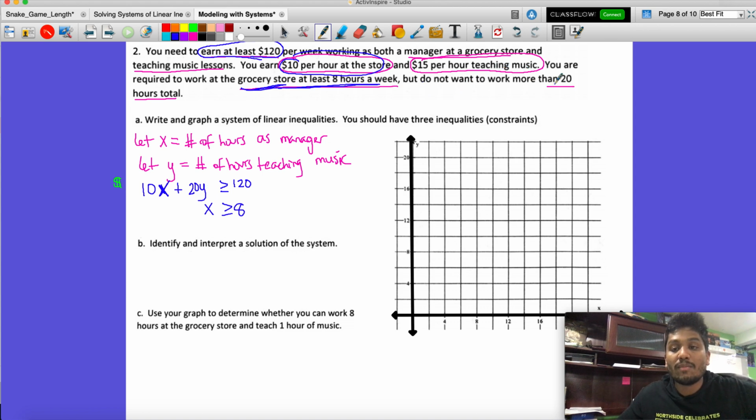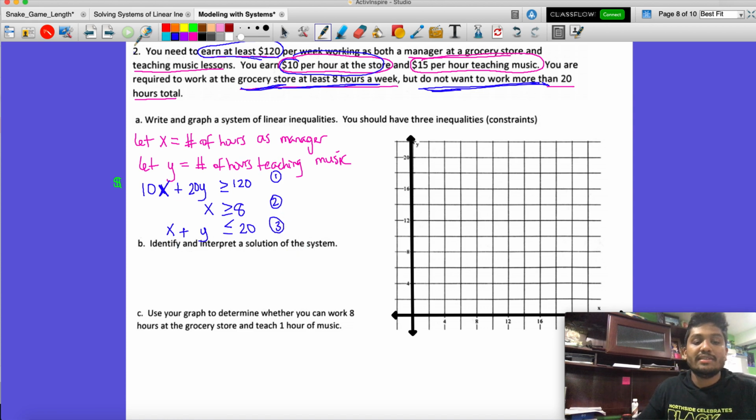But he doesn't want to work more than 20 hours total. There's another thing. So no more than, okay, does not want to work more than. So don't look at the more than and be like, oh, it's greater than. It says does not want to work more than. So less than or equal to 20. And here we're talking about hours. So where is he getting these hours from? He's getting them from the store, X, as manager, and he's getting them from teaching music. Okay, so these are our three constraints that we have here, 1, 2, and 3.